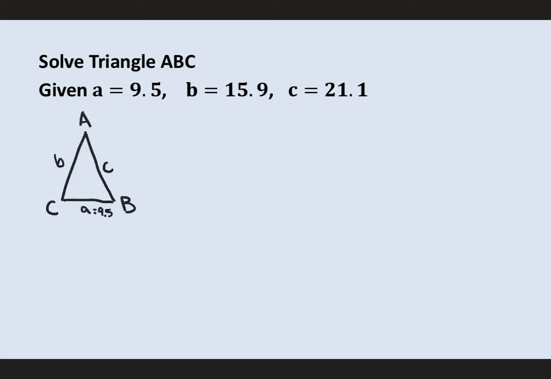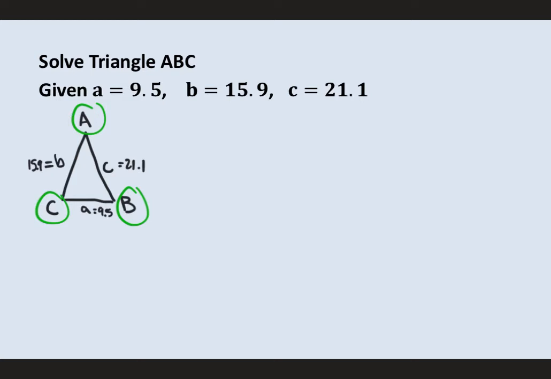Little a is 9.5, c equals 21.1, and b equals 15.9. And now we're going to use the law of cosines, and it doesn't really matter where we start. We need to find three angles. We need to find A, we need to find B, we need to find C. I'll just start with A.